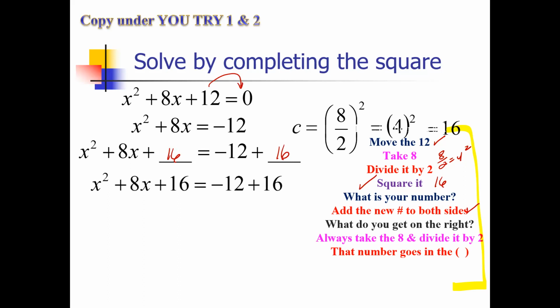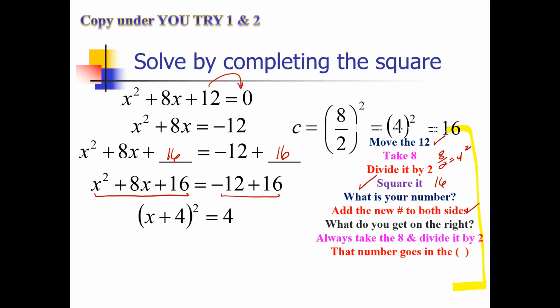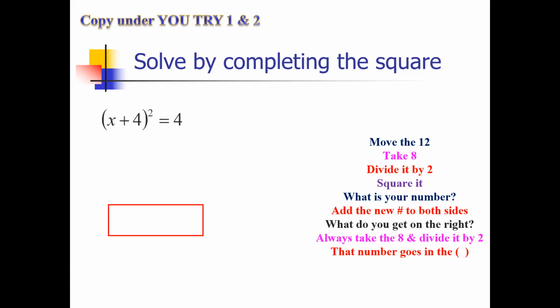Then I'm going to go ahead and rewrite this part here as x plus 4 squared. And on the right side, negative 12 plus 16 is a 4. Then at this point, you want to get rid of the square. So I'm going to square root both sides. Then I know that my square root and my square cancels. And the square root of 4 is a plus or minus 2.